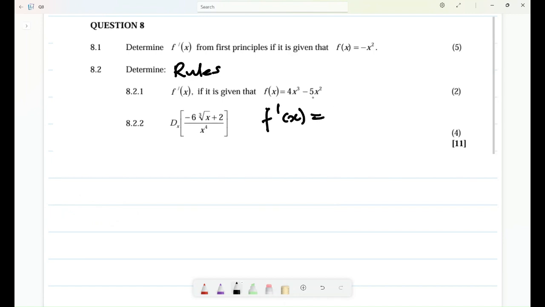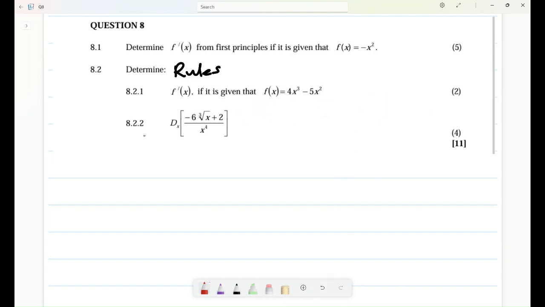Make sure that everything is in a standard form. That is okay, right? F prime x is equal to what? 3 times 4. Remember, it is 3 times 4. It gives me how much? 12x. Then I subtract 1 from the exponent. It gives me squared. Minus 2 times 5, it is 10. Then x, because it is x squared minus 1. This is your easy 2 marks. This is fairly straightforward.